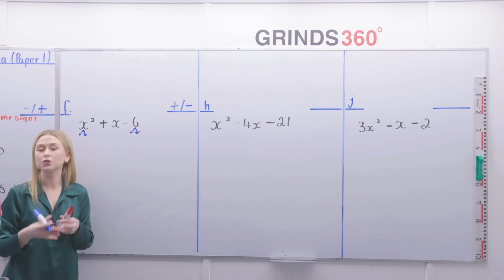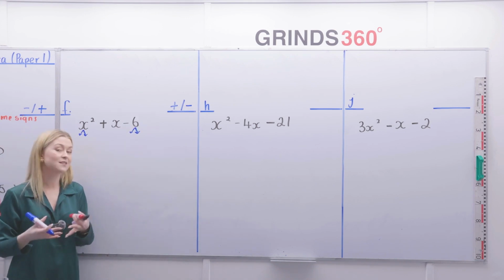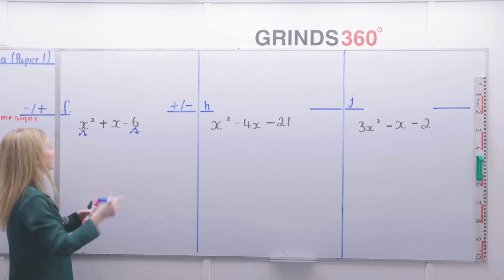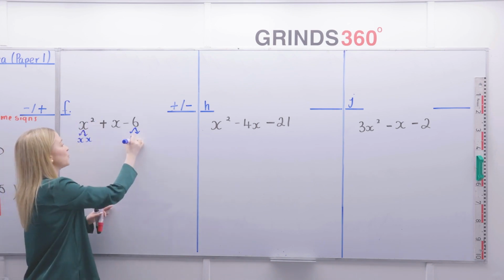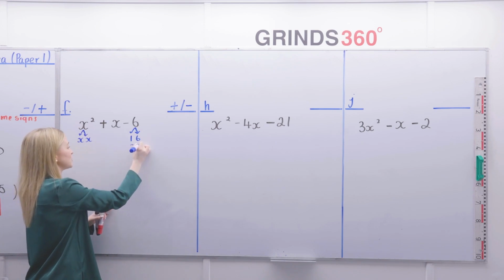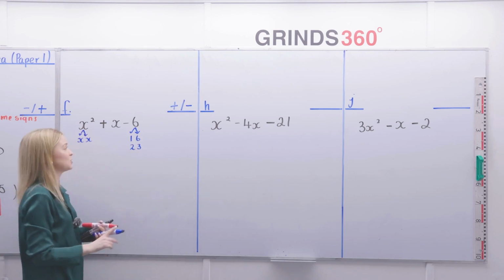Writing this down just ensures that you get marks. Guys, if you're able to get marks on every single question, you're going good. Here, x times x is x squared. And here, 1 times 6 is 6, or we could have 2 times 3. I like to write down all my options here.